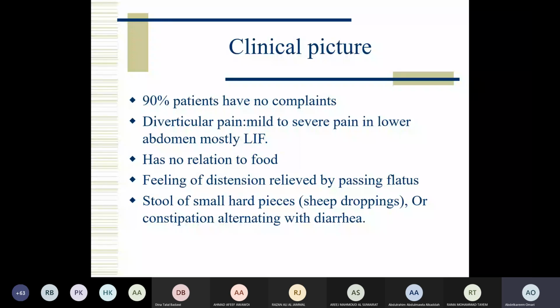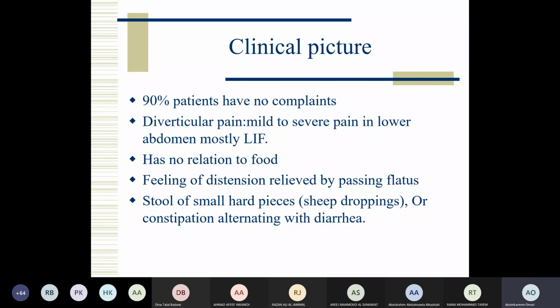This is the characteristic of this disease. It has no relation to food. بقول لك المريض أنا عادي لأن أكلت ما أكلت بحس، وخاصة الصبح. Feeling of distension. المريض دائما بيشعر إنه عنده انتفاخ relieved by passing flatus. بس يروح على الحمام يخرج هواء بيرتاح.